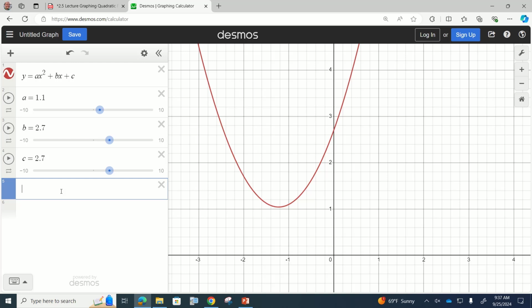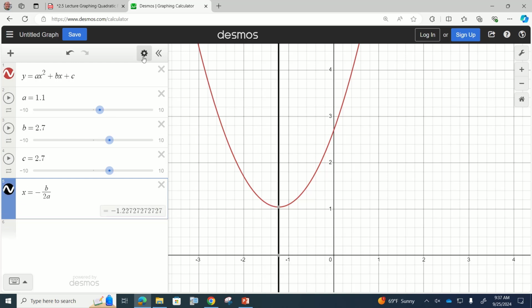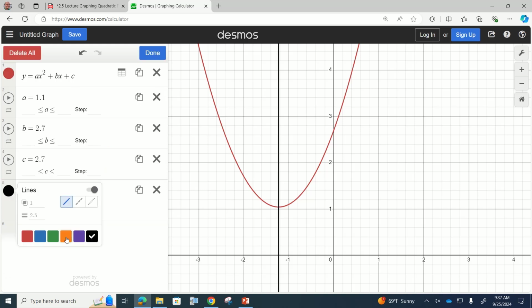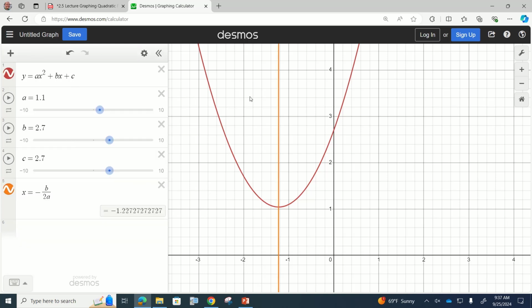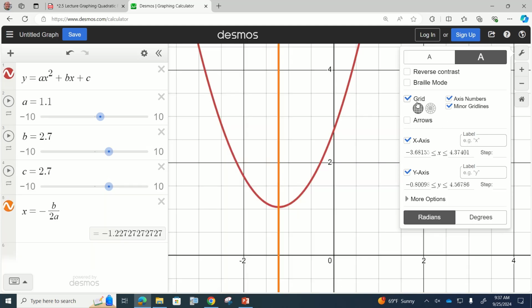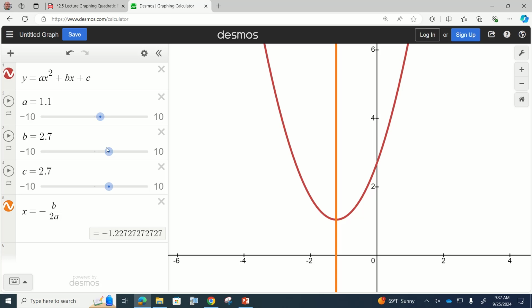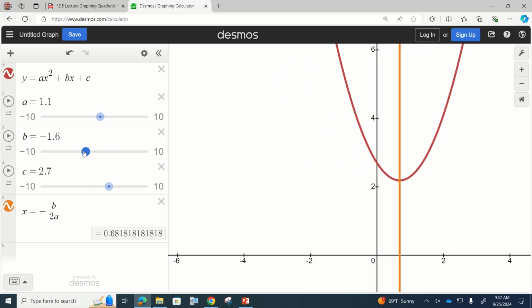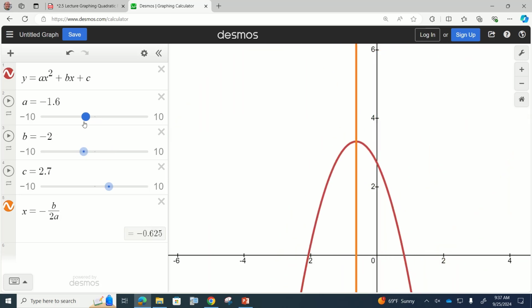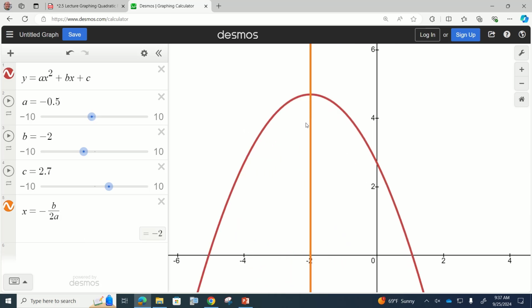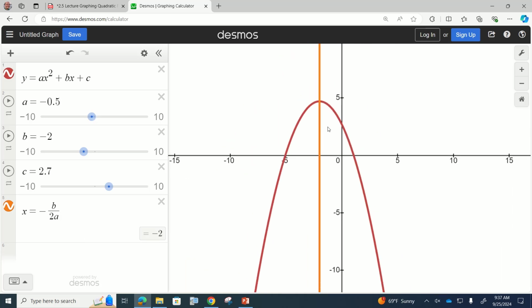Again, if you want to see the axis of symmetry, you can plot that as well. Make it easier to see. Here's my parabola, and notice no matter what I choose for my coefficients, the parabola always has that bilateral symmetry. I can always slice it with a vertical line.